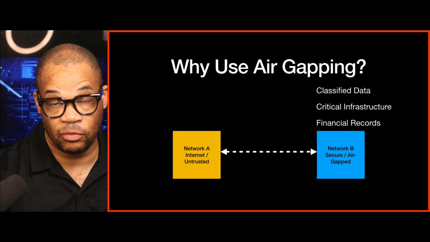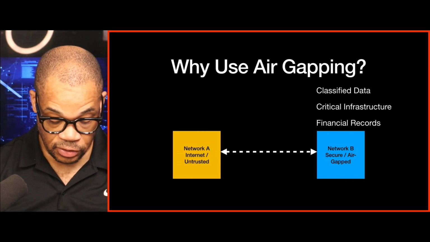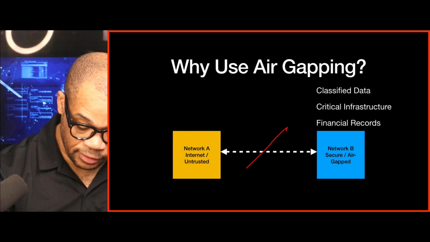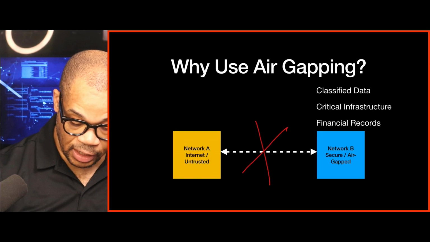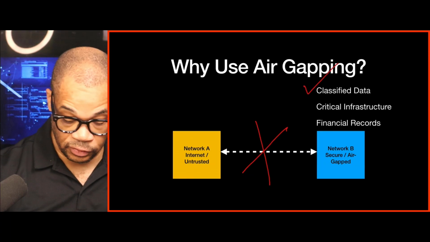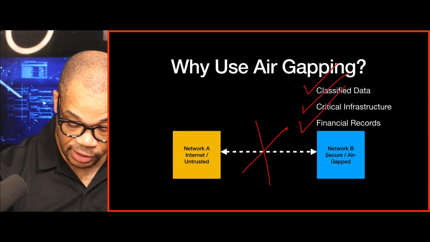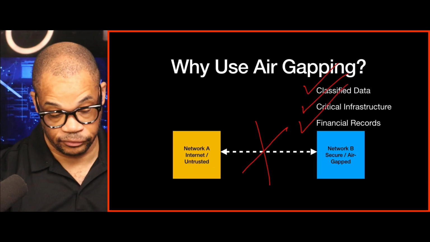So let's look at what this looks like if we break things up a bit. Again, we want to make sure that there is no connection between network A and network B. So we want to protect classified data, we want to protect critical infrastructure, and we want to protect financial records, or it might be all of the above, right?